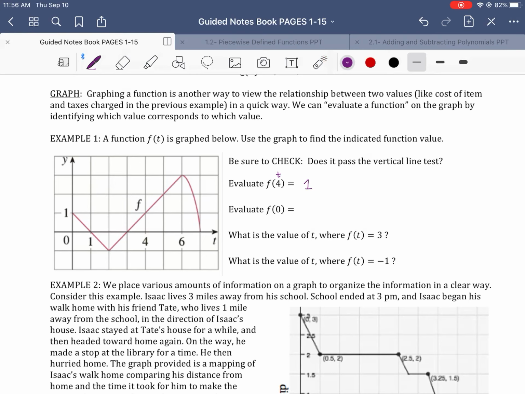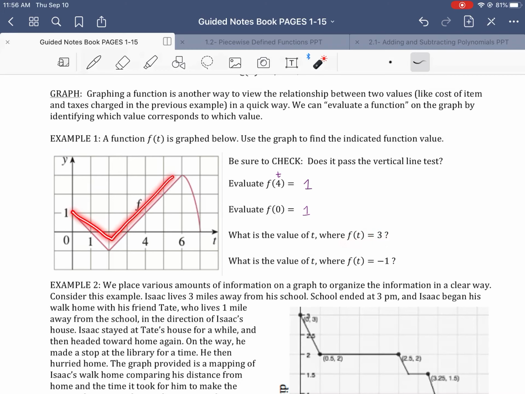Again, the second one says, well, what is f of 0? So again, we go to where our t value is 0, which is right here. And when our time is 0, it looks like the function is at 1. So our output here is again a positive 1. Going the other direction, it says, what is the value of t? So now we're finding the value of t when the function is equal to 3. So this time it's the function output that's 3.